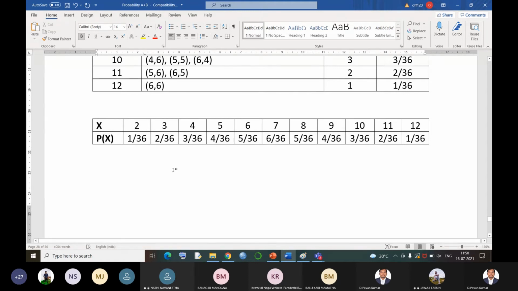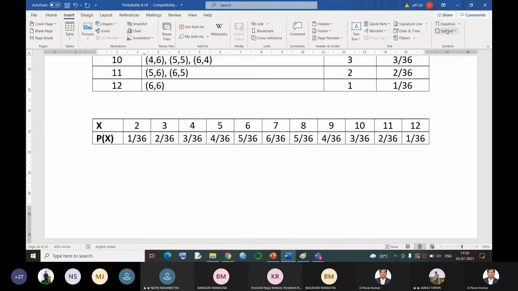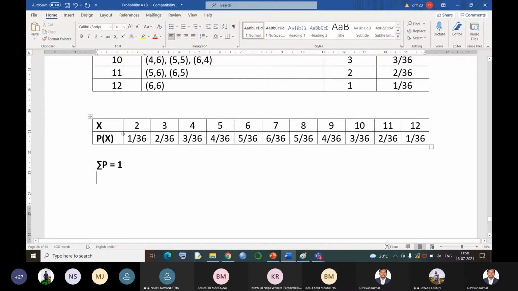Unless until we cannot continue further with the calculation part. So here, let's take that. What is the condition that we need to check here? Our total probability should be equal to 1. So summation P should be equal to 1. If this condition is satisfied, then we are up to the mark.